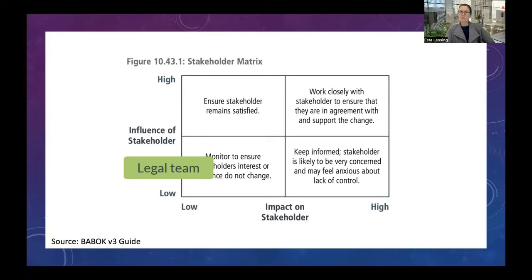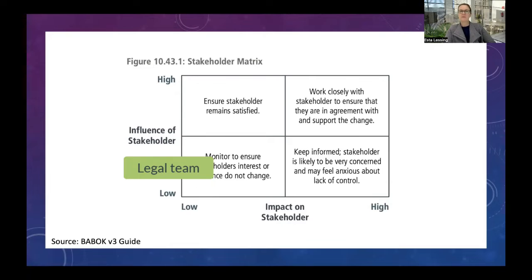But then you might also have a legal team that is not impacted directly by the change at all. They simply have to provide some legal advice around some of the call center scripts. Therefore, they will, for example, sit within the low quadrant because they are not really impacted very much. The influence isn't that big in this instance because they are just focusing on a small part of the project.